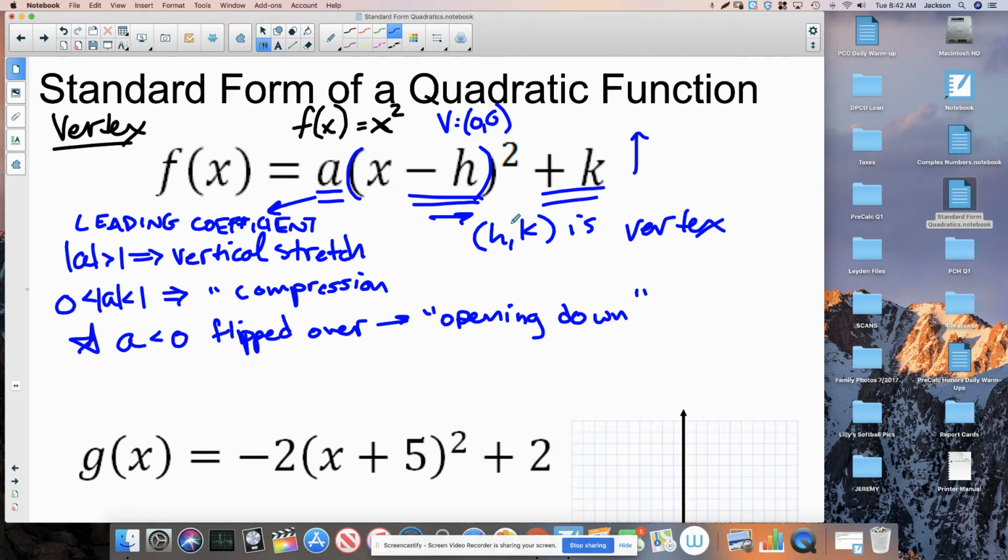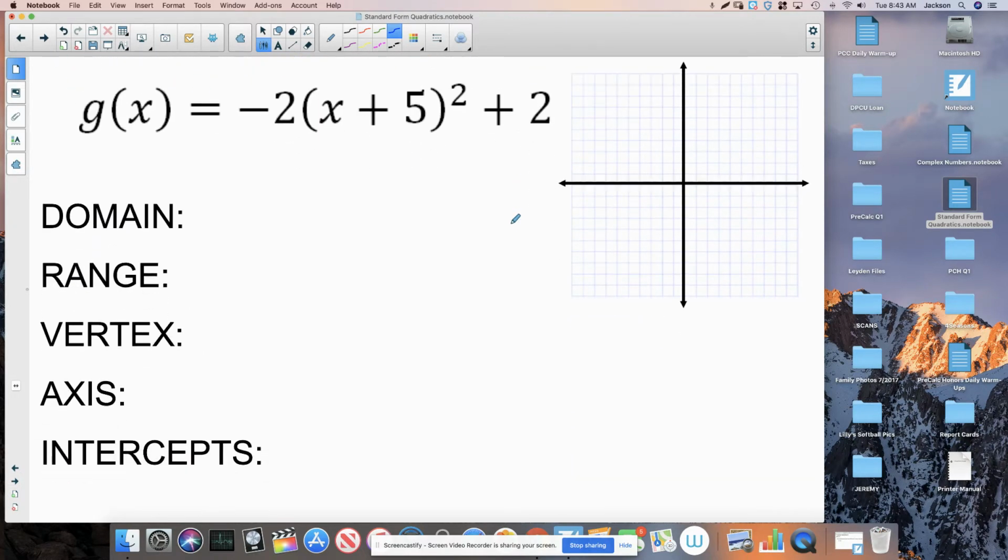So after we talk about the basic format for a standard form quadratic function and how these values of a, h, and k relate to different qualities of the parabola, let's look at an example of one here. The more information we can glean from the function itself, the deeper our understanding is going to be of how quadratics behave and what these parabolas look like. So that's really the focus here.